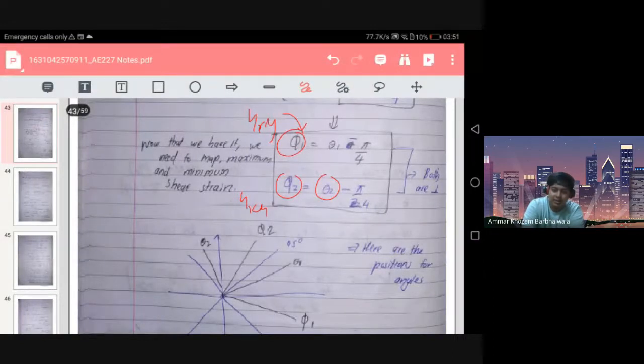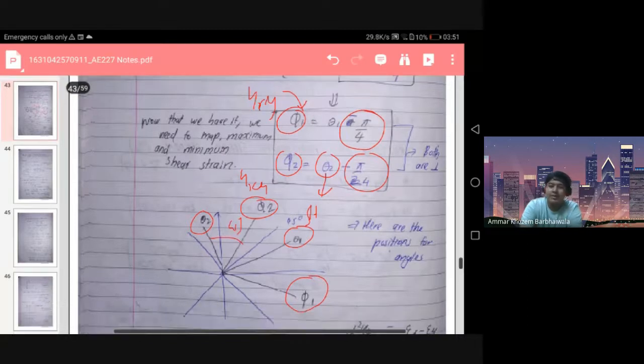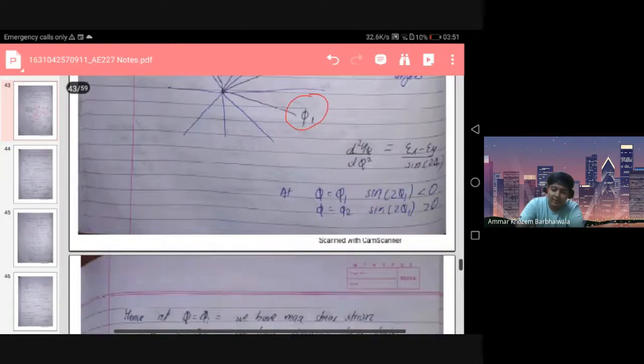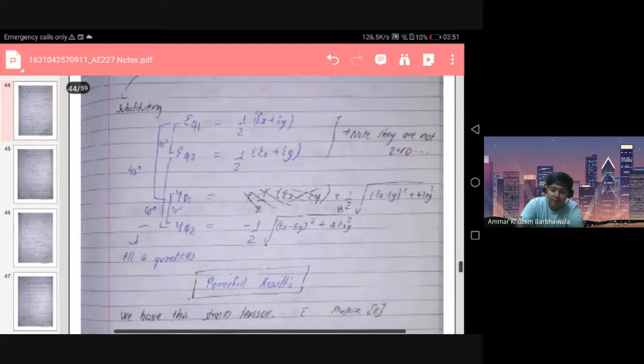Theta 2 was the direction where the strain was minimum, and we subtract pi by 4, that is 45 degrees, from both of them. This is the graphical representation: if this is theta 1, then phi 1 is 45 degrees minus theta 1, and if this is theta 2, then phi 2 is 45 degrees minus theta 2. These are just the angles you have to remember. It's very simple to remember, calculate and check them. You can also have a look at the values right here.